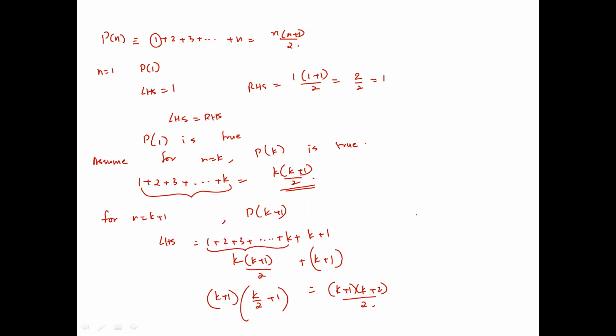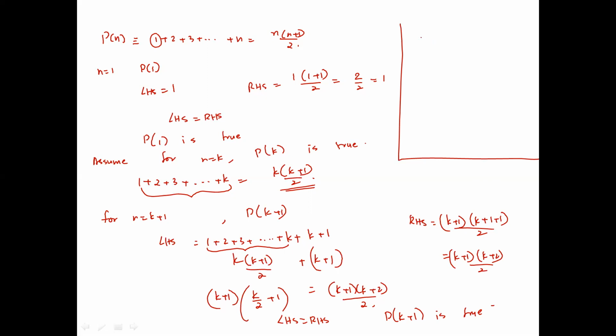But on the right hand side, if I put n as k plus 1, I have k plus 1 into k plus 1 plus 1 by 2. That is k plus 1 into k plus 2 by 2. You can see left hand side is equal to right hand side. So P of k plus 1 is true. That means I'm writing here, by principle of finite mathematical induction, P of n is true.